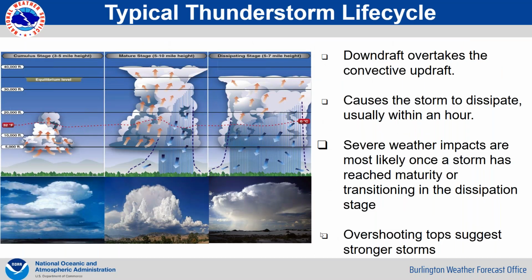When it comes to a typical thunderstorm's life cycle, typically what happens is heating helps a thunderstorm to begin developing. The atmosphere is colder as you go higher and higher, and so warm air will lift, kind of like in a convection oven.